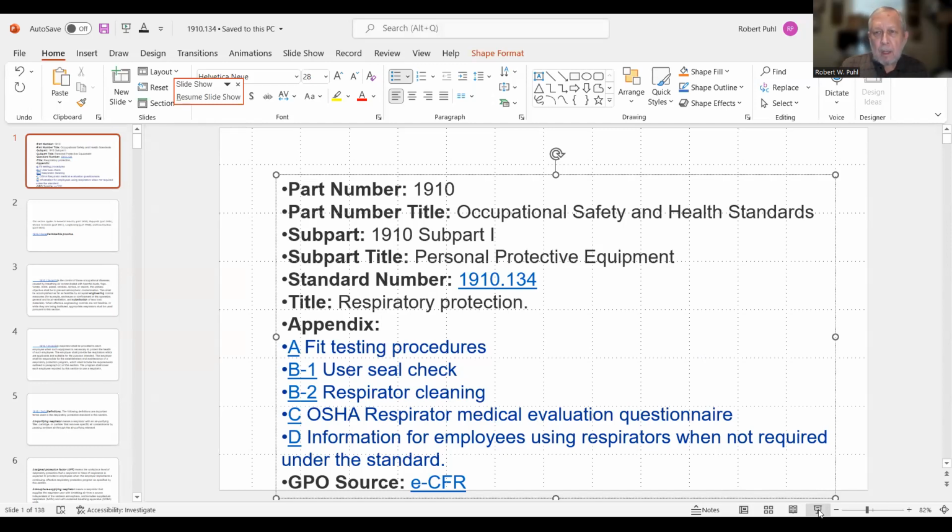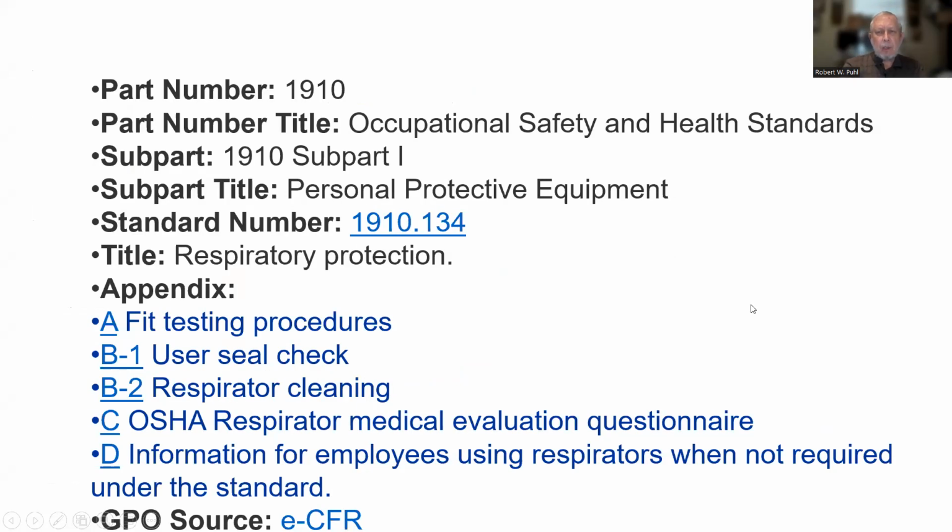So here we go. As you can see, at each of these standards, I'm going to show you what you'll find if you look up this on the internet. This is what it shows. Part number 1910, Occupational Safety and Health Standards. 1910, subpart I. Subpart I is personal protective equipment. In this particular standard, 1910.134, respiratory protection.